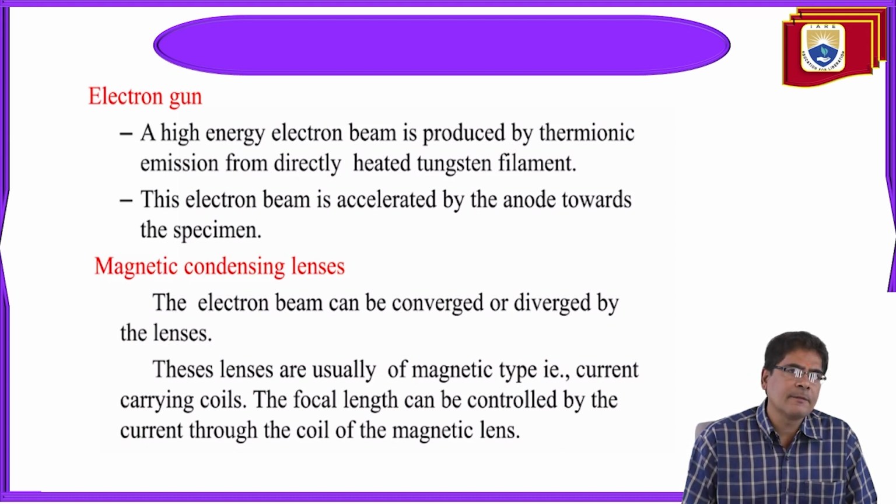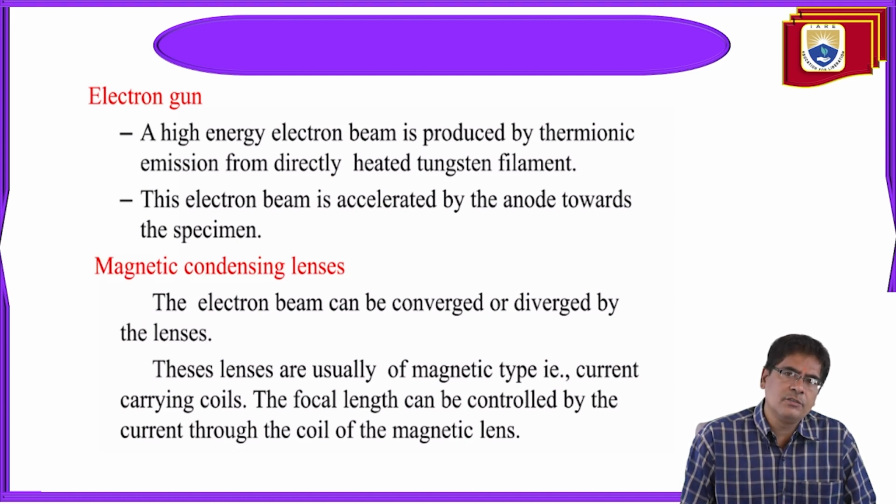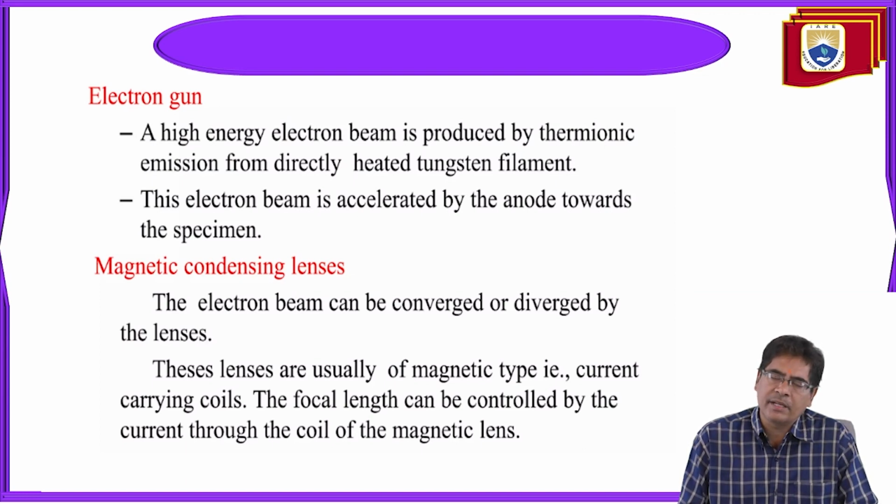Magnetic condensing lenses: the electron beam can be converged or diverged by the lenses. These lenses are usually of magnetic type, that is, current carrying coils. The focal length can be controlled by the current through the coil of the magnetic lens.